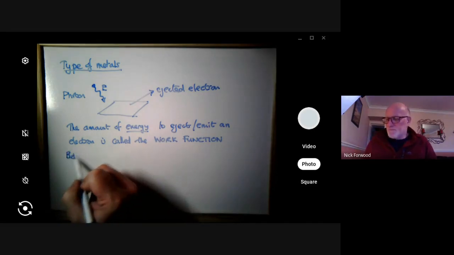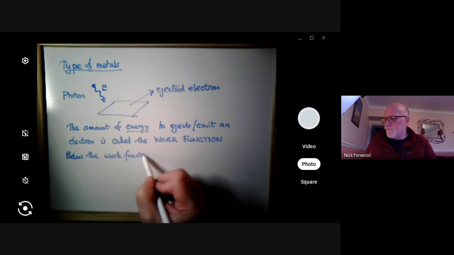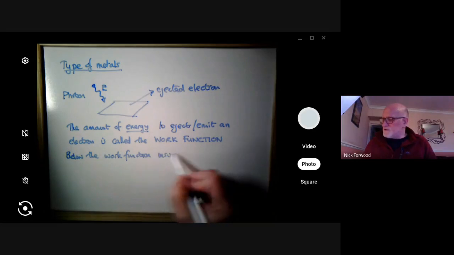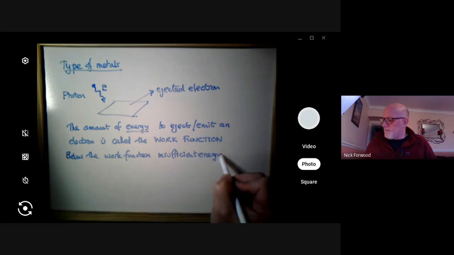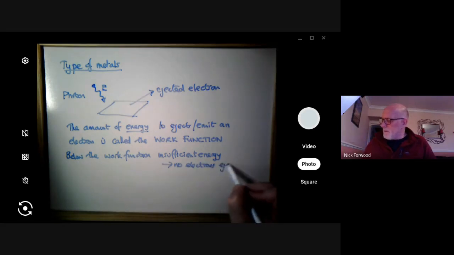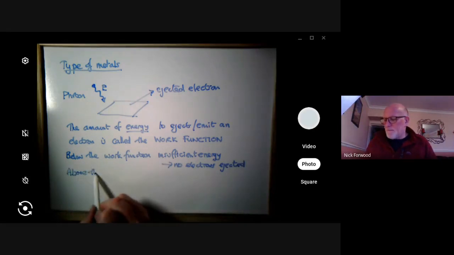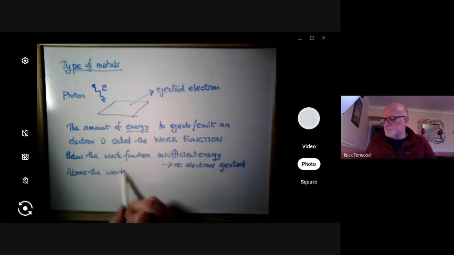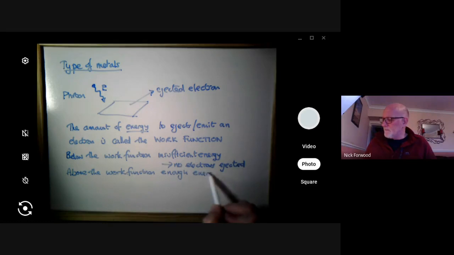So below the work function, insufficient energy, which means no electrons ejected. Above the work function level, there is enough energy, and so electrons are ejected.